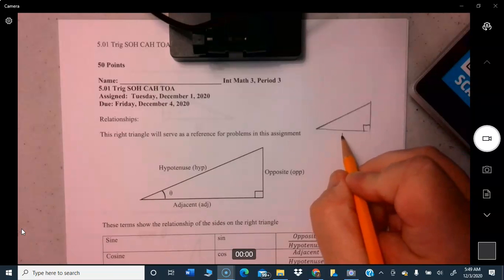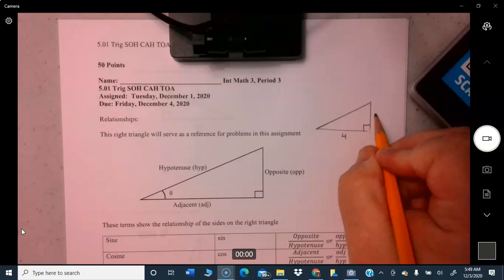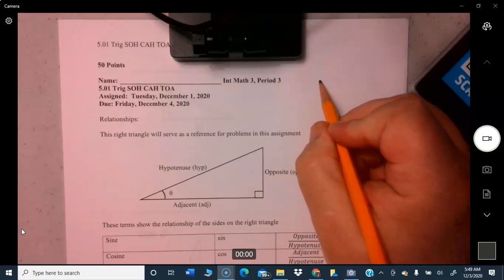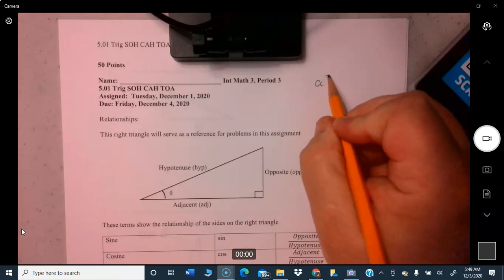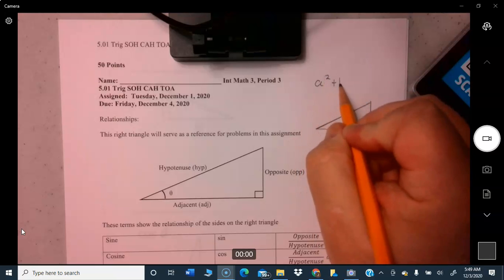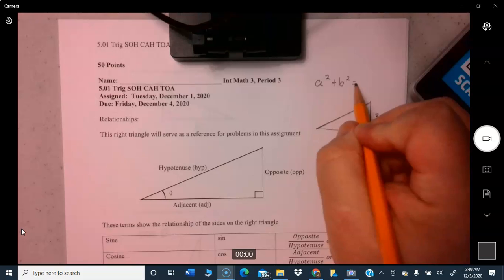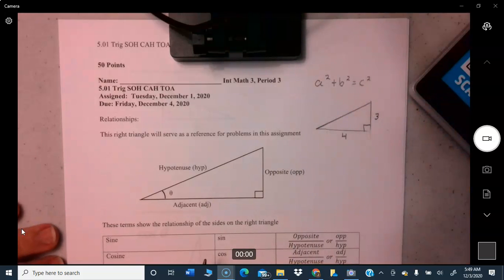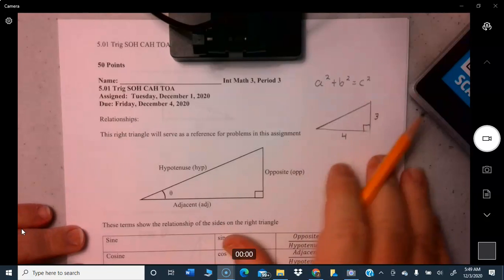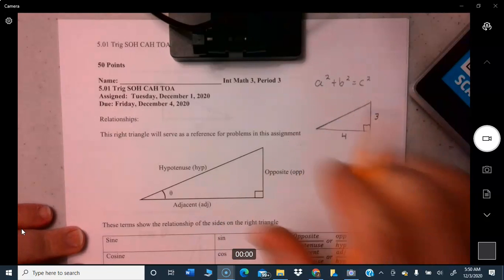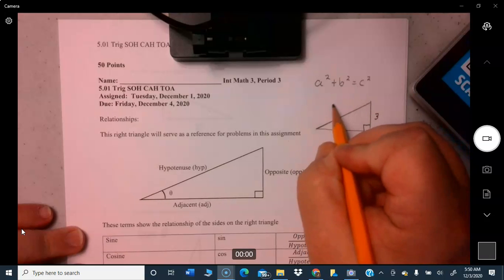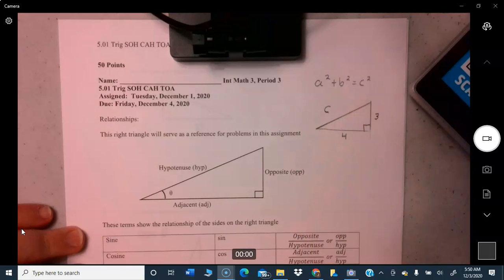So let's say this side is 4 and this side is 3. The Pythagorean Theorem says that a squared plus b squared equals c squared. And you will need this formula, by the way, in this assignment. So which side is A, B, and C? It does matter that C has to be the longest side, which is called the hypotenuse. We'll get into that name in a minute.